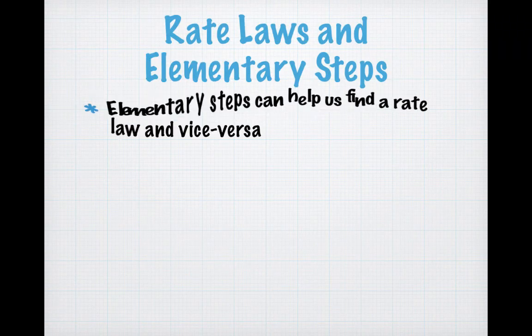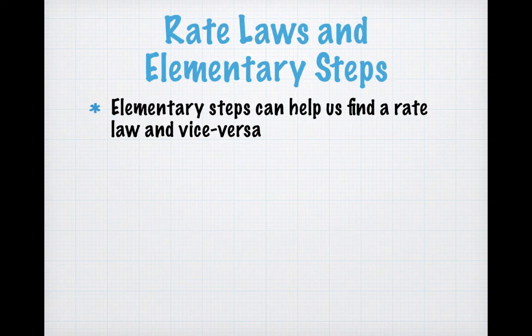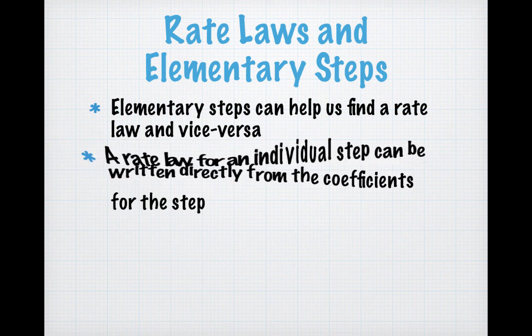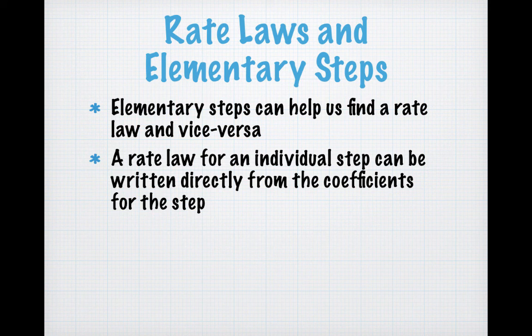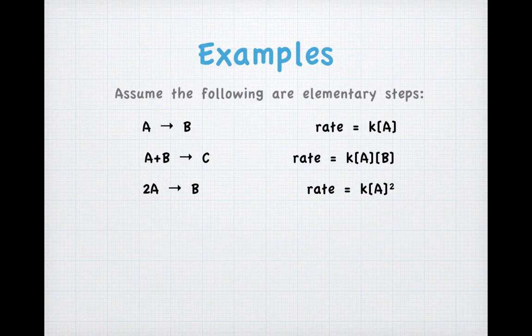Now I want to start off talking about rate laws and elementary steps. So elementary steps are things that can help us find a rate law, and vice versa. A rate law can help us determine an elementary step in a mechanism. Now, when we have a proposed mechanism, we can write a rate law for each individual step in that mechanism, and we can do that directly from the coefficients for the different reactants in that step. This is not something that we can do for an overall reaction, but we can do it for an elementary step. Let's take a look at some examples here.